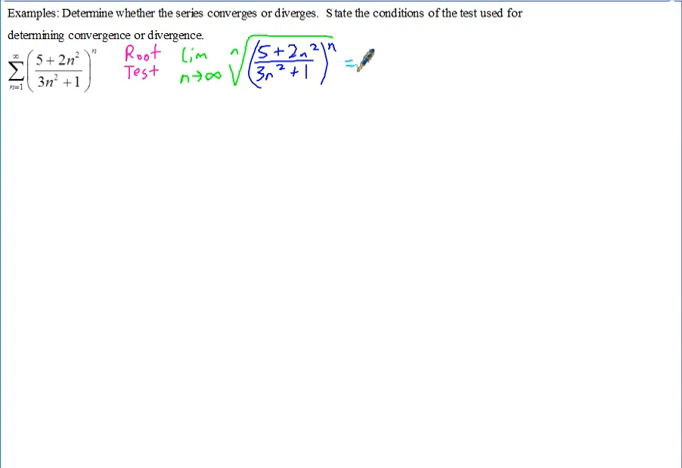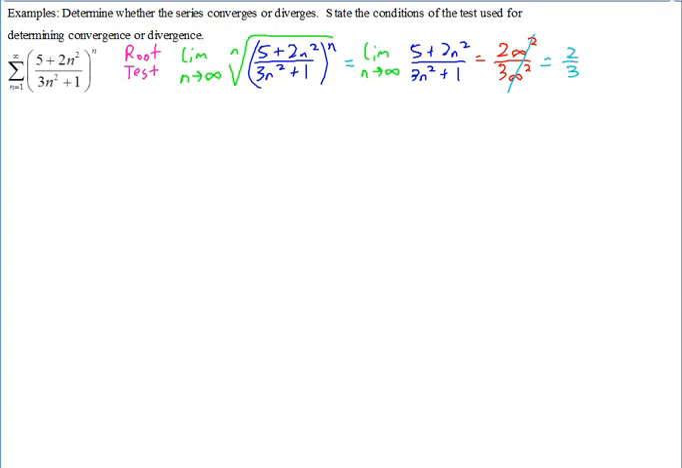And when you do that, notice those are going to cancel out, the nth root of the nth power. So we'll just have the limit as n approaches infinity. What's going to be left is just 5 plus 2n squared over 3n squared plus 1. And then if you substitute in infinity, we get 2 infinity squared over 3 infinity squared. Those are the terms that are going to matter. You can see the infinity squareds reduce out, giving us 2/3.